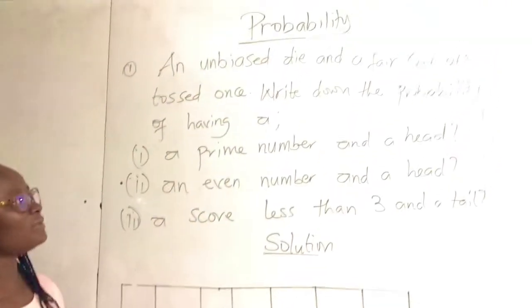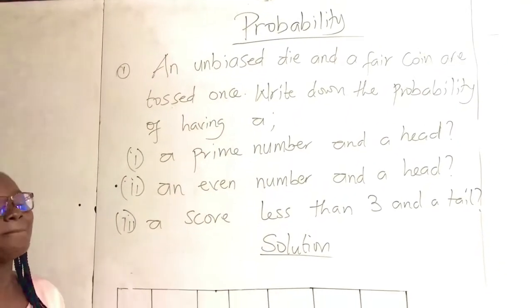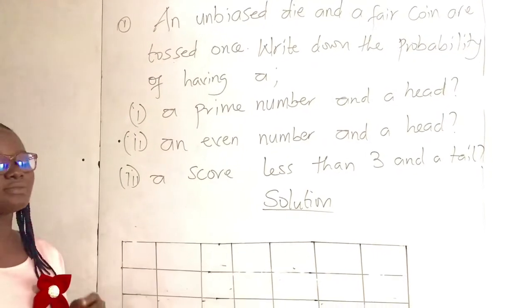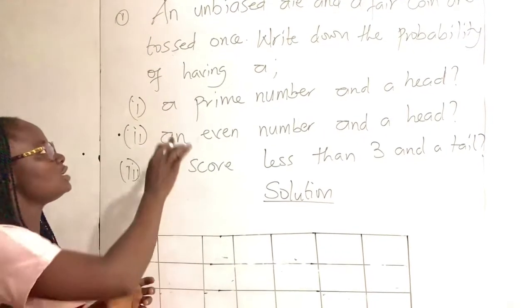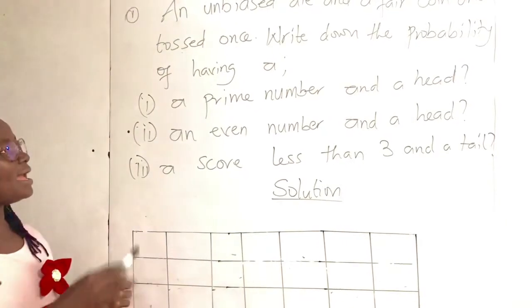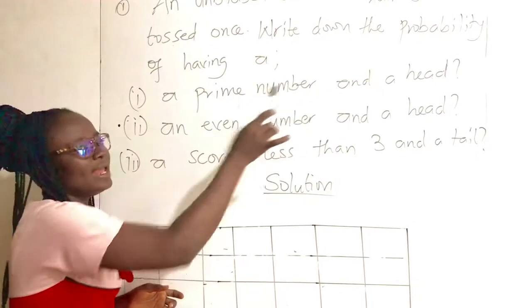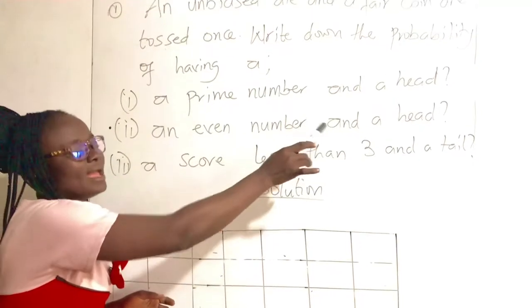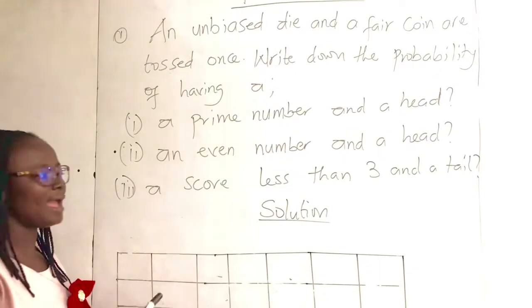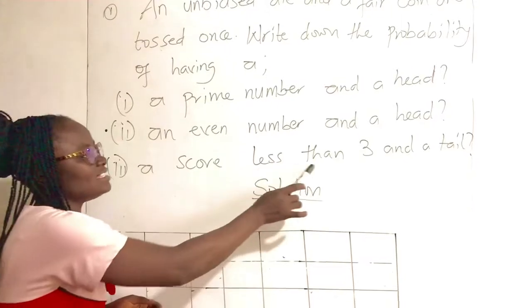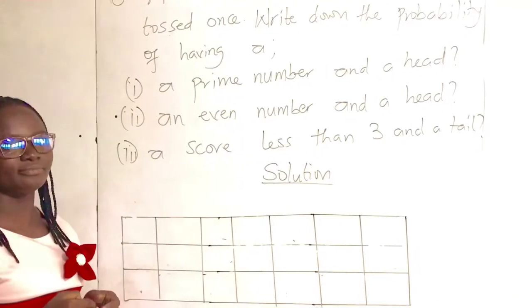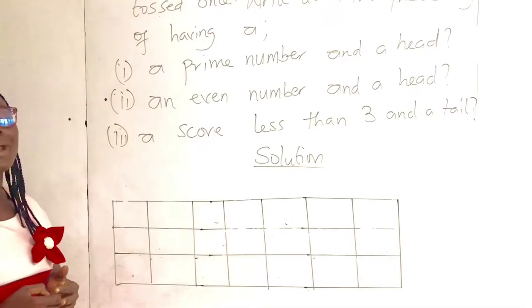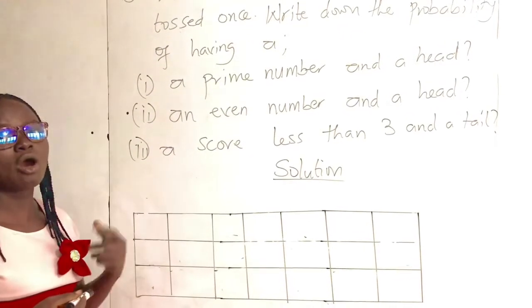The first question we have is, an unbiased die and a fair coin are tossed once. Write down the probability of having (i) a prime number and a head, (ii) an even number and a head, (iii) a score less than 3 and a tail. So we have the table. We are going to write the possible outcomes of it.